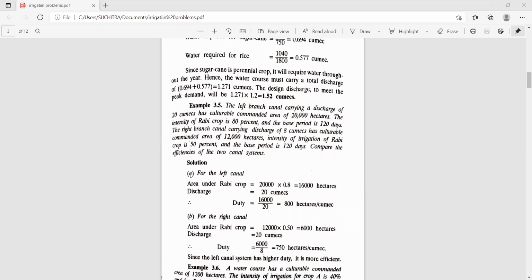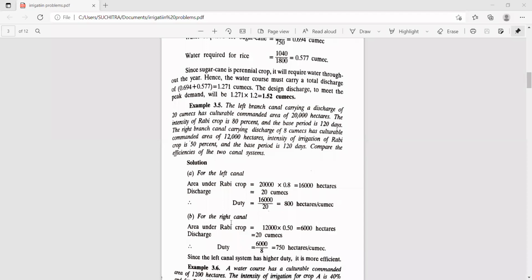Now, let us find for the left bank canal. The area under the Rabi crop for the left bank canal is 80% of the culturable commanded area of 20,000 hectares, multiplied by 0.8. So it works out to be 16,000 hectares. Now the discharge is about 20 cubics, correct? Carrying a discharge of 20 cubics. So hence the duty of the left bank canal is the area divided by the discharge. So it will be 800 hectares per cubic.